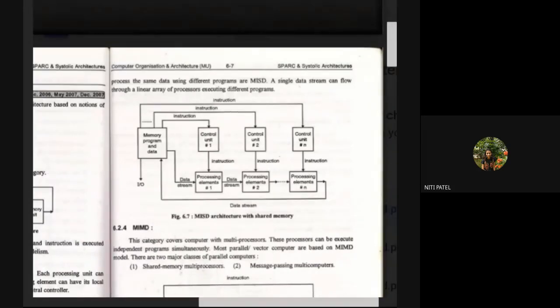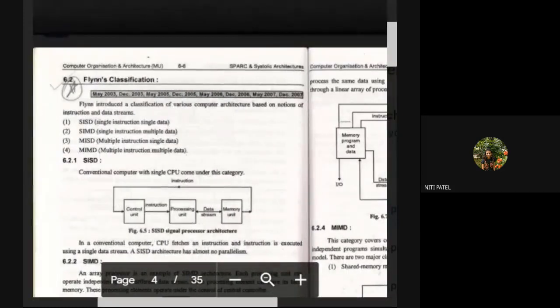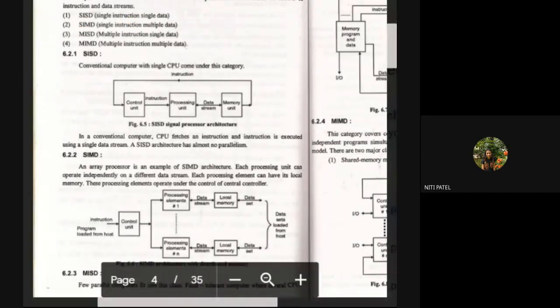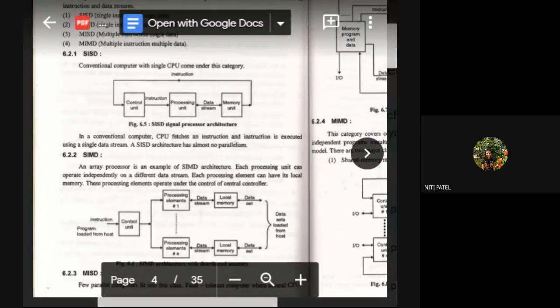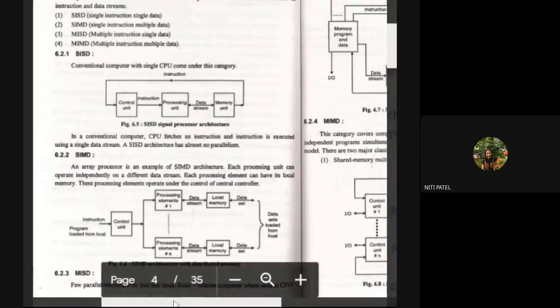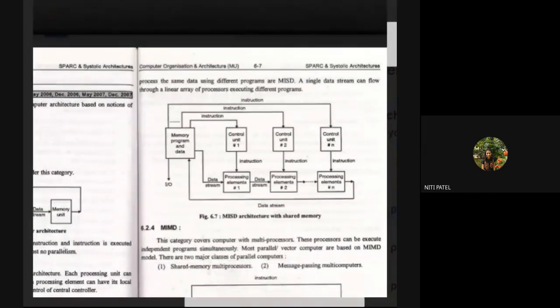Why is it multiple instruction? Because the instructions are given by the control unit every time, whether it is SISD or SIMD. The control unit passes the instruction to the processing elements. What was happening in the previous 2 types of classification? In the first, one instruction was going directly to the processing unit. In the second, that one instruction was getting divided into sub instructions and then going to the processing elements. But what is happening here in MISD is that 3 separate instructions, or more than one instruction, will be given to the processing unit.